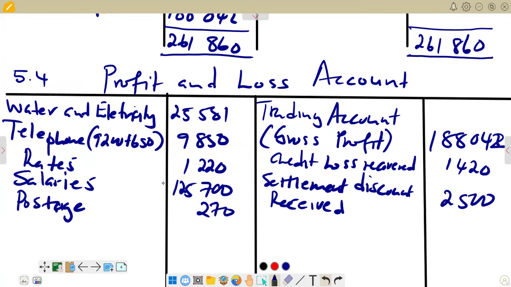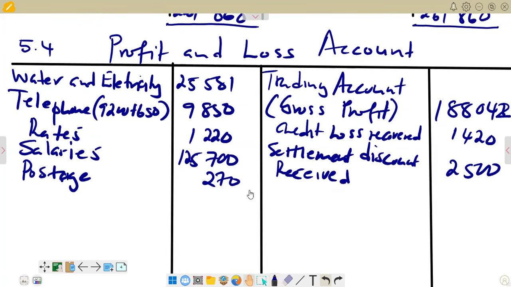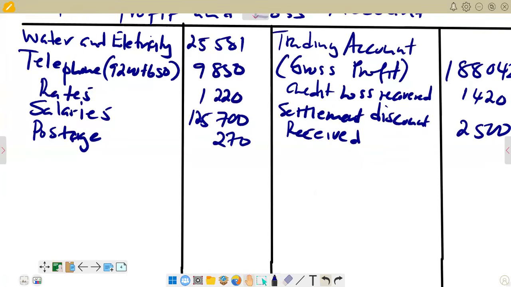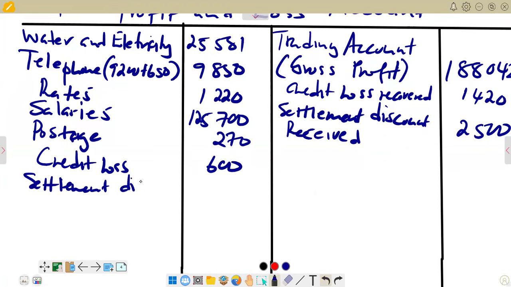And then we go to the debit side. On the debit side, we are now putting the other two. Remember, we have our credit loss, which is 600. And then we also have settlement discount granted as an expense, and the amount is 7,067.